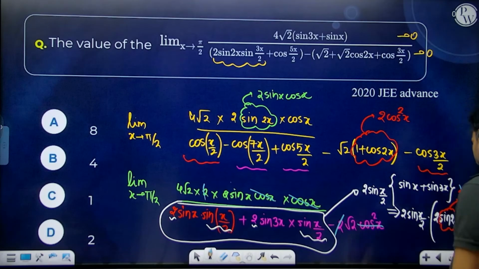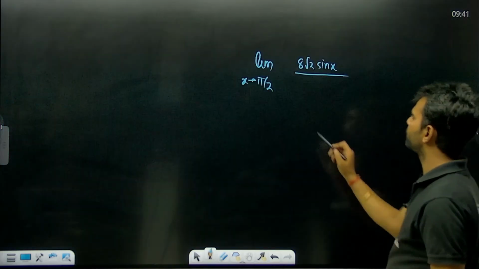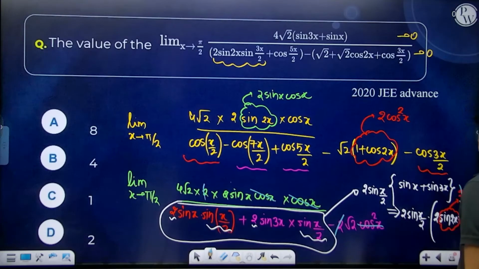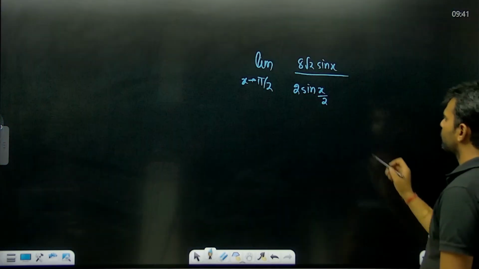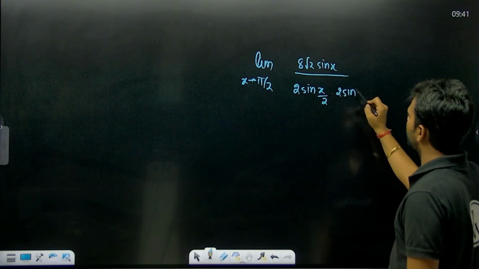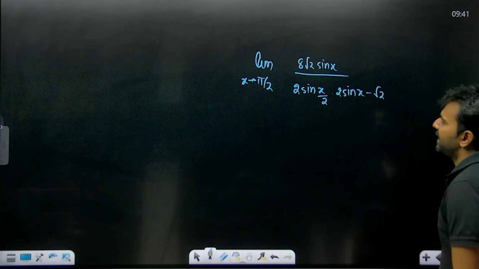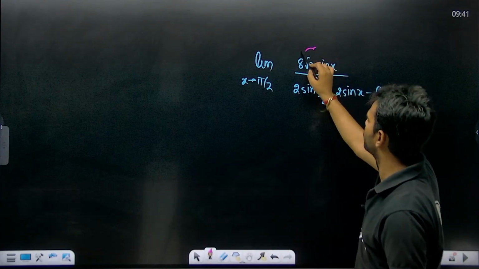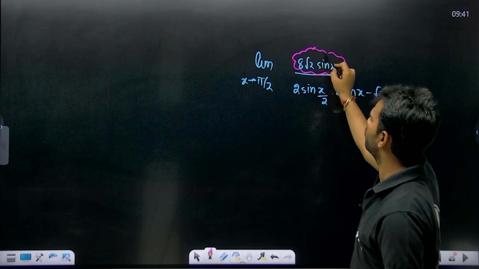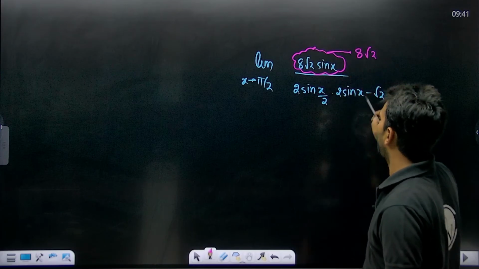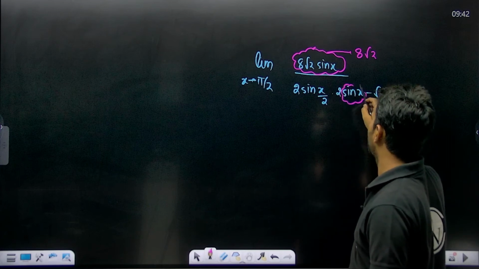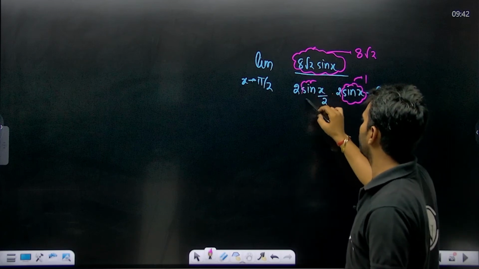Then over here we are left out with this 2 sin x by 2 into 2 sin x minus root 2. Now, is this an indeterminate form? Let's check it out. I don't think it is an indeterminate form, because over here this is going to be 8 root 2, and over here if you see, this is going to be how much? This is going to be 1. This is going to be 1 by root 2.